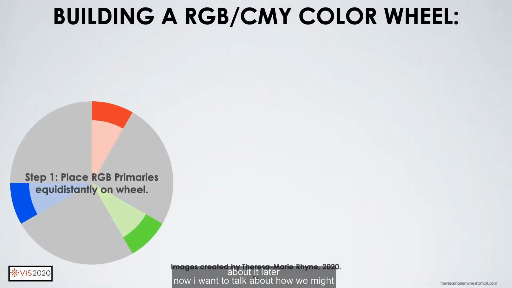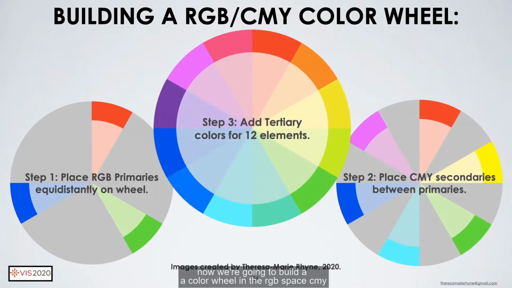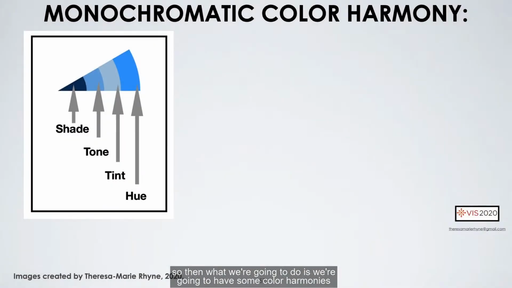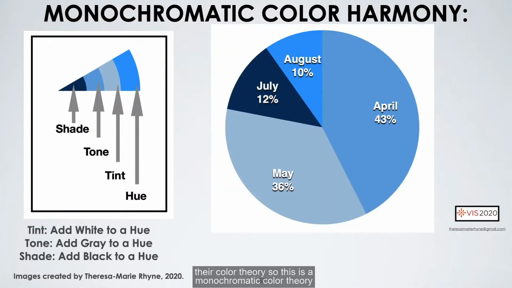Now I want to talk about how we might build a color wheel. We talked about Newton's color wheel, but now we're going to build a color wheel in the RGB space, CMY space, that we have come to use a lot with regards to our display and printing environment. When we do that, we're going to put down our RGB primaries first as step 1. We're going to put down our CMY primaries as step 2. And then we're going to put around our tertiary colors. And then we're going to have a color wheel. So then we're going to have some color harmonies. We're going to show relationships between the various colors. And this is sort of like what artists do and how they base their color theory.